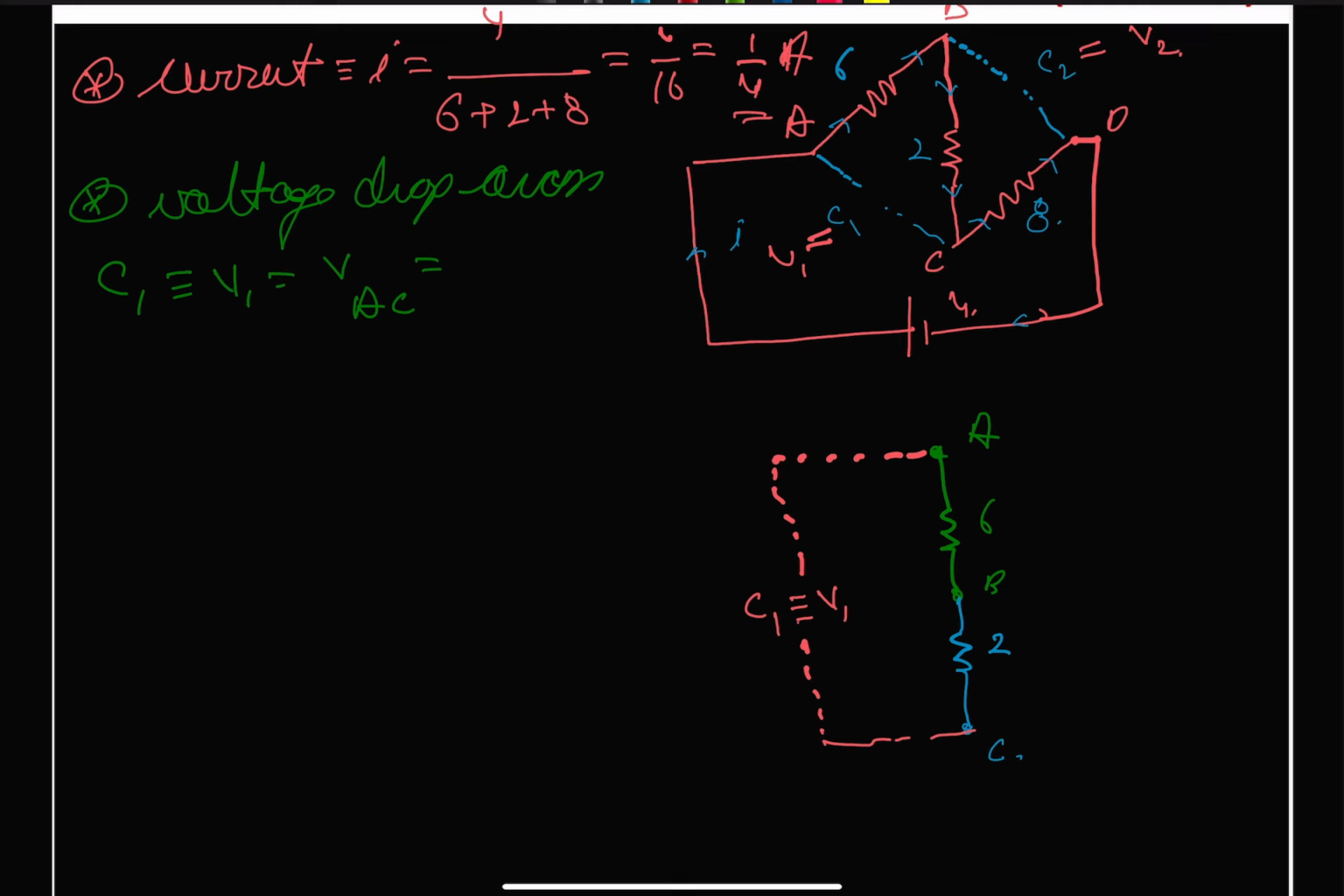So obviously that will be equal to the voltage drop across AC, because it is entirely in parallel. And the current flowing through AC, which is our I, we already know its value is 1/4. So here 6 and 2 are in series. Therefore we can say our VAC will be equal to I multiplied by 6 plus 2. So we get our V1 will be equal to I, which is 1/4, times 8, which gives us V1 equal to 2 volts.